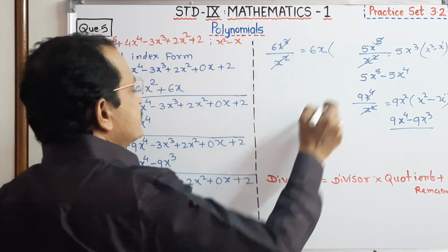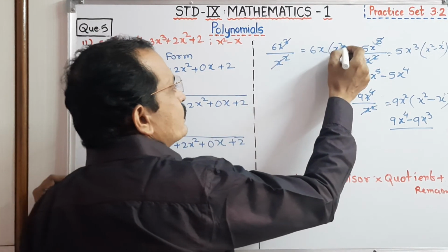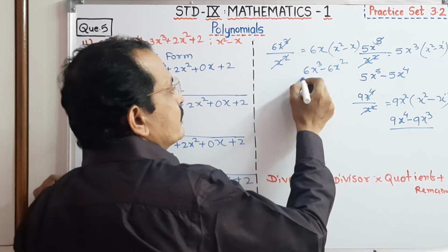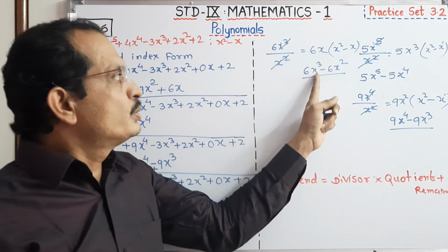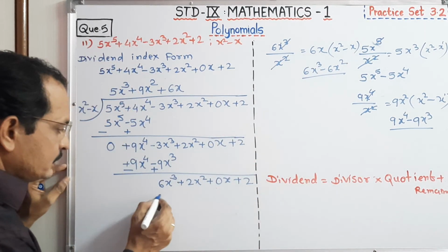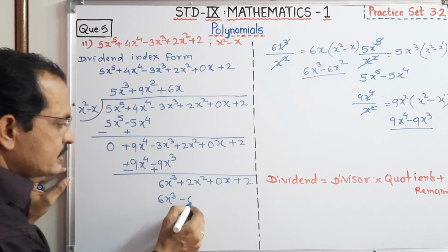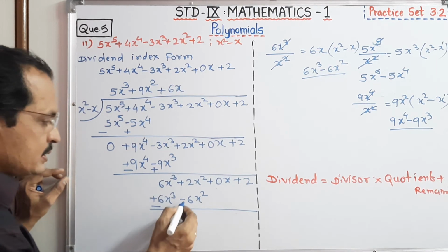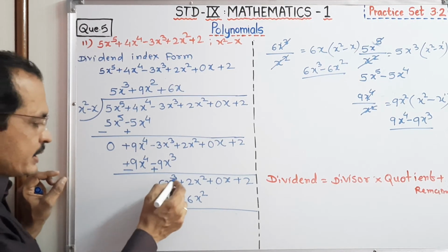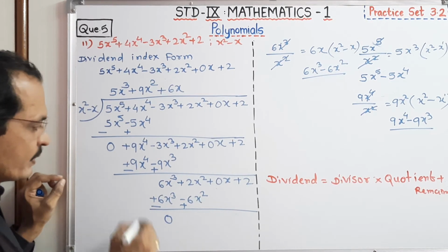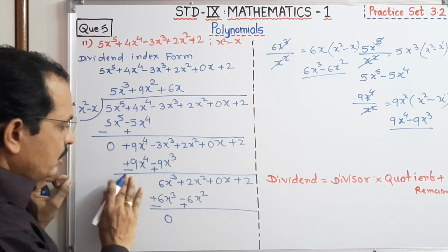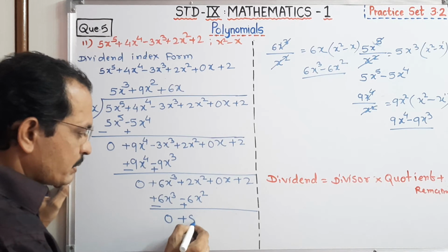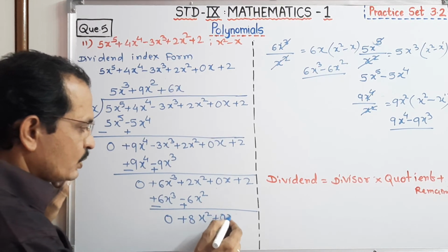Now this 6x we have to multiply with x square minus x. This is 6x cube minus 6x square. Here plus will become minus, minus will become plus. 6x cube minus 6x cube, it is 0. Then here it is 2x square plus 6x square, it is plus 8x square plus 0x plus 2.